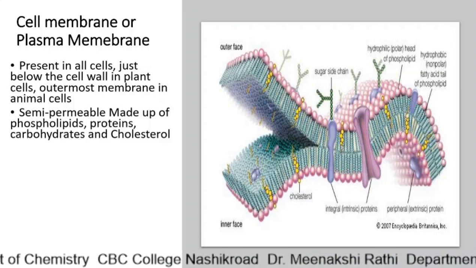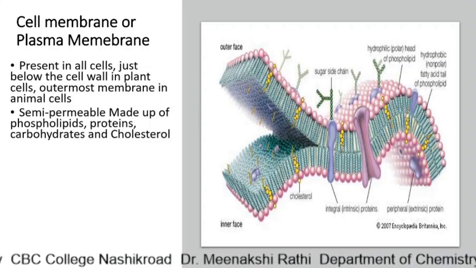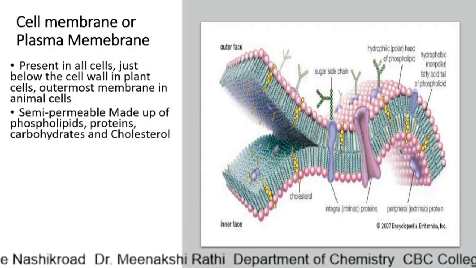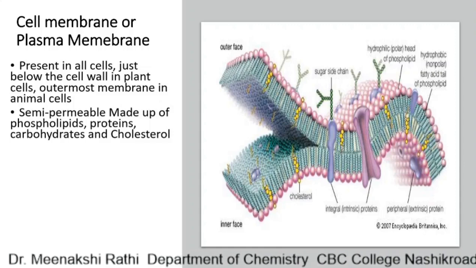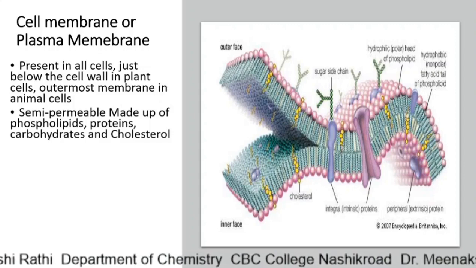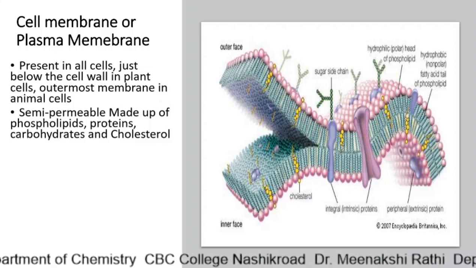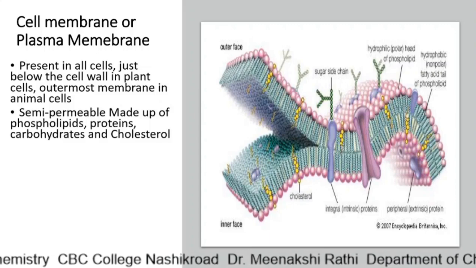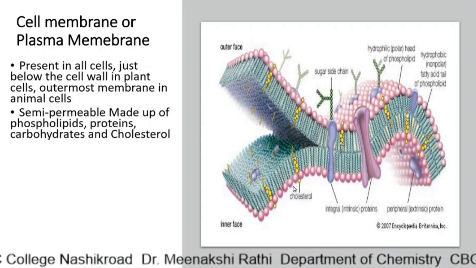The plasma lemma is semi-permeable and is composed mainly of lipids and proteins. The lipid portion consists mainly of phospholipids such as lecithin, cephalin, sphingomyelin, etc., while cholesterol and triglycerides are also present in small portions.